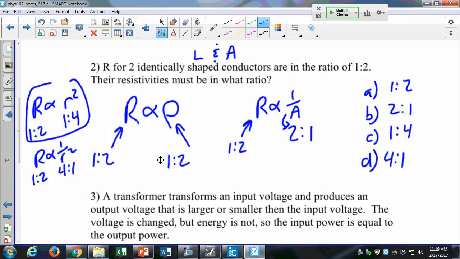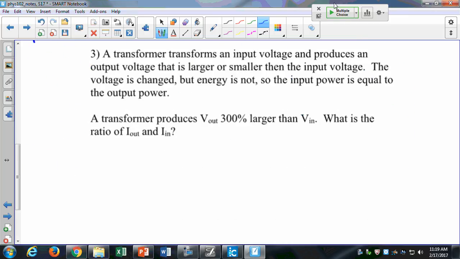All right. Let's look at a transformer. Oh shoot, this isn't a clicker question. A transformer transforms an input voltage and produces an output voltage that is larger or smaller than the input voltage. The voltage is changed, but the energy is not, so the input power is equal to the output power.